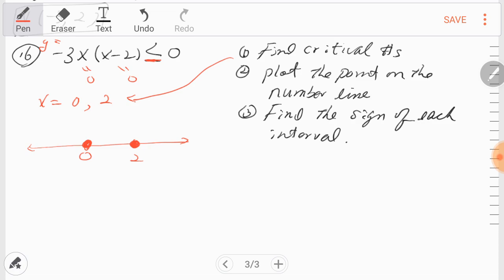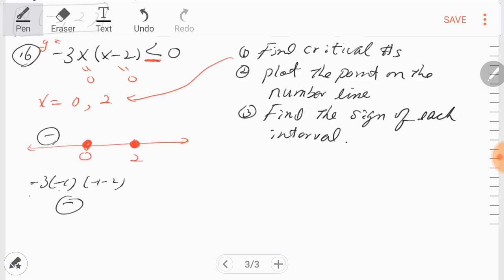So select any number in the first interval. So let's say x is negative 1. Then what happens? Negative 3 times negative 1 times negative 1 times negative 2. Negative times negative is positive. Positive times negative. Oh, sorry, negative is negative. Sorry. This is negative, right? Negative.